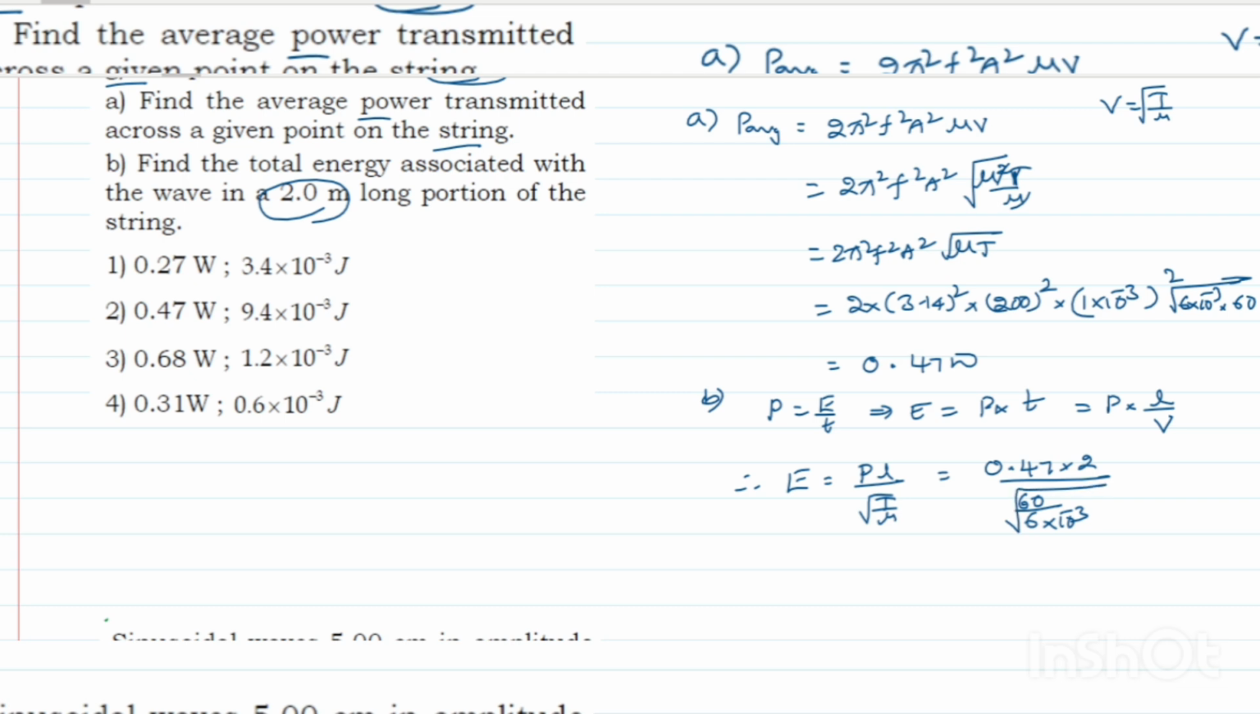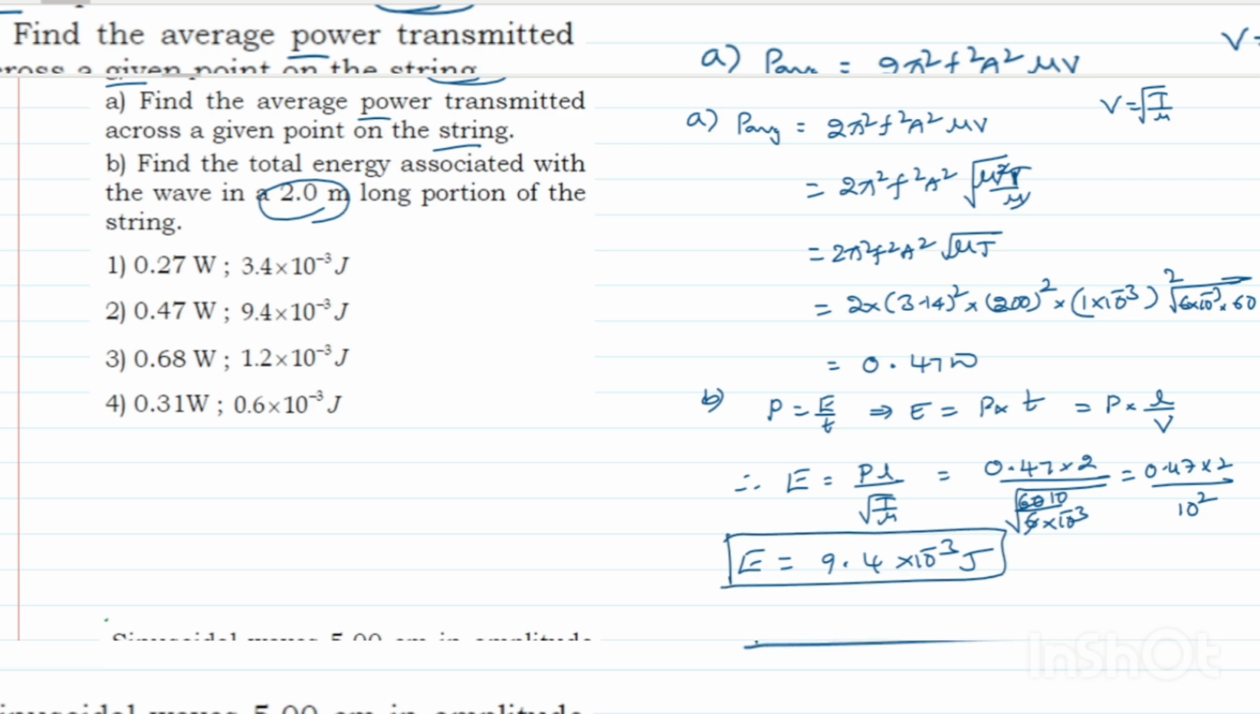Now here you have to cancel 10 times; 10 power minus 3 goes to the numerator as 10 power plus 3, so you get 10 power 4. So here you can take 0.47 into 2 by square root of 10 power 4, in the sense 10 square, you can take 100. So when you simplify this, 47 into 2 will be 94, and nearly we get 9.4 into 10 power minus 3 joules. So this is the energy value, 9.4 into 10 power minus 3, and the second option is the correct answer. Let us see the next question.